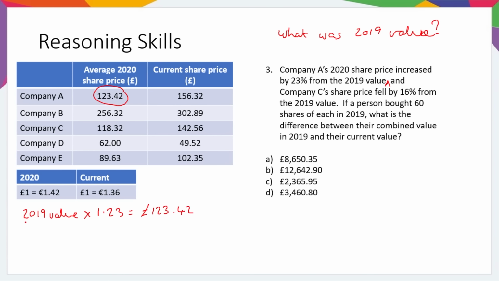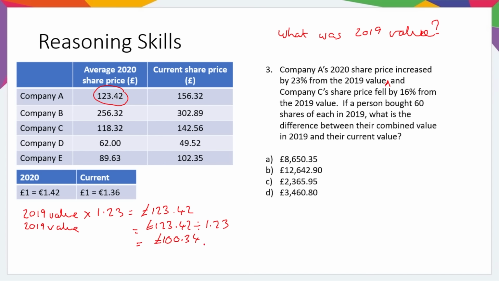123.42. So if the 2019 value times 1.23 gives us the new value, then the 2019 value is going to be 123.42 divided by 1.23. We're just rearranging this equation a little bit. When you move something from one side of an equation to another, it becomes the opposite. So now we can work out the share price in 2019, and that would have been £100 and 34p.